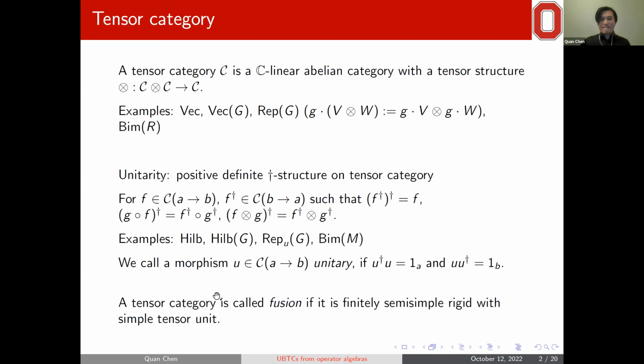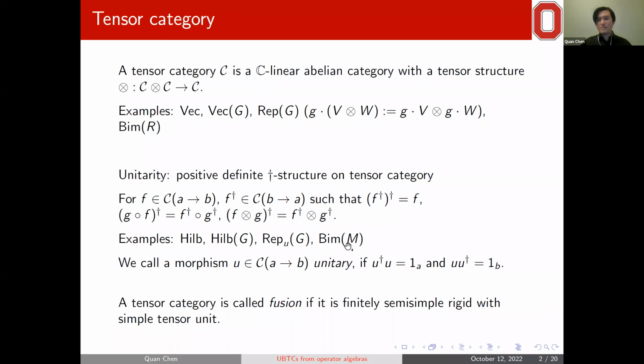So from these examples, the category of finite dimensional vector spaces is a fusion category. If your group is a finite group, then Vec_G is also a fusion category. And for a finite group G, the representation category of G is also fusion. And also, these three are fusion if they are finite dimensional or the group is finite.